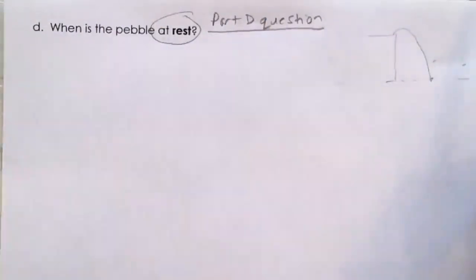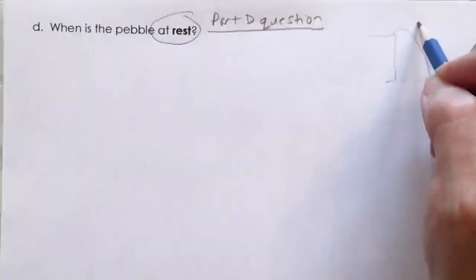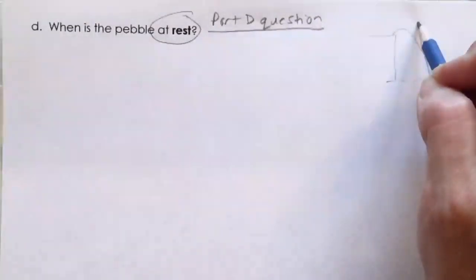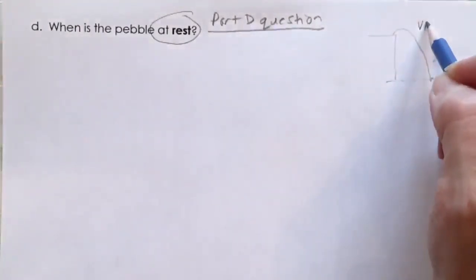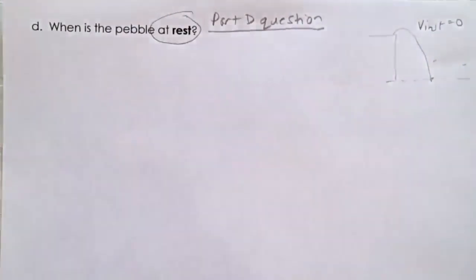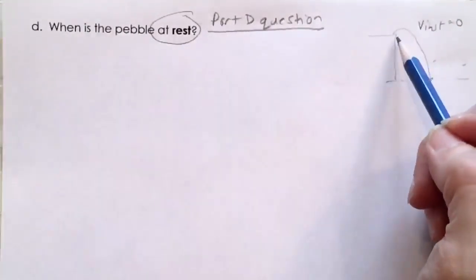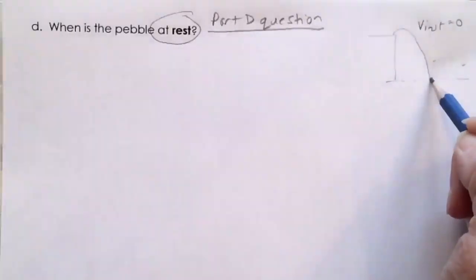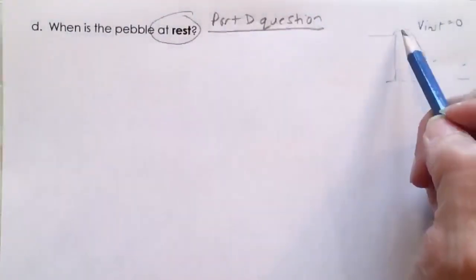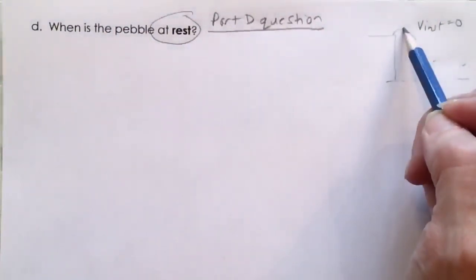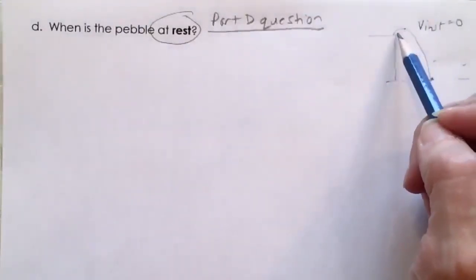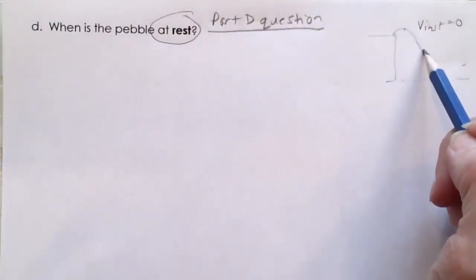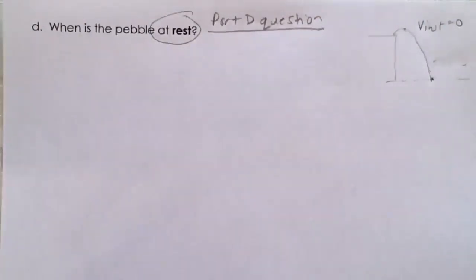My bad, sorry guys. So it's at rest when its instantaneous velocity is equal to 0. That's when it's at rest, okay? So it's not going to be down here because it's going to hit the ground with quite a big velocity. So it's probably going to be up at the peak where it stops going up and then starts going down. So just for a split second, its instantaneous velocity is going to be 0.